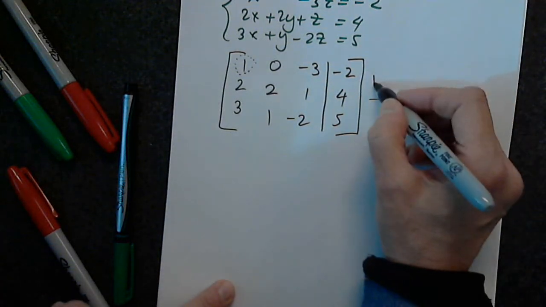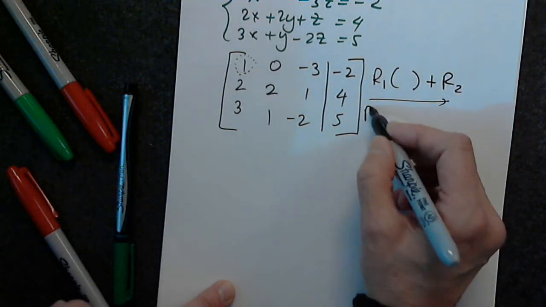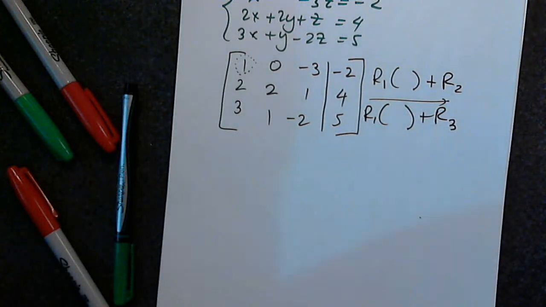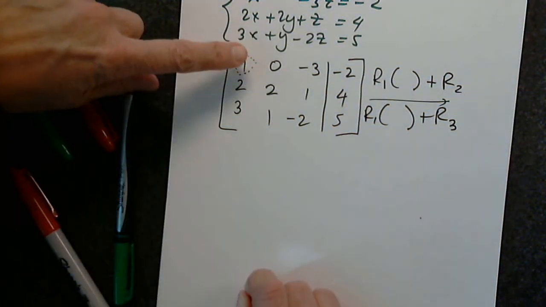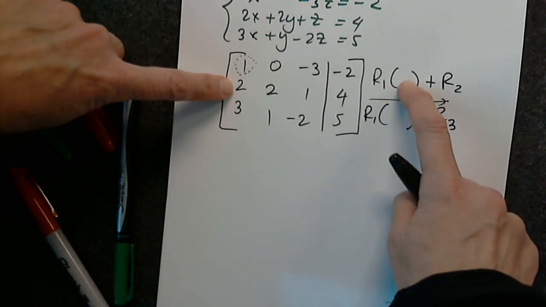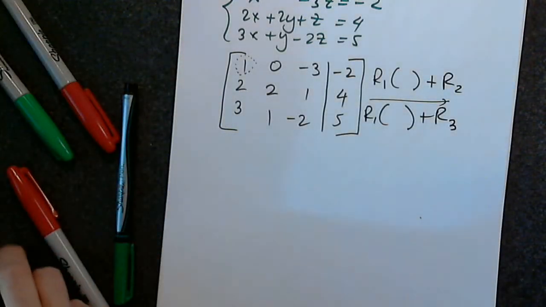So I will be using row 1, multiplying it by something and adding it to row 2, and also multiplying row 1 by something and adding it to row 3. You'll never make a mistake if you remember that first we use row 1, then we use row 2 to eliminate something, and then we use row 3. Good. So what will I multiply 1 by to eliminate 2? And that will be the number here. And what will I multiply 1 by to eliminate 3? And that will be the number here.